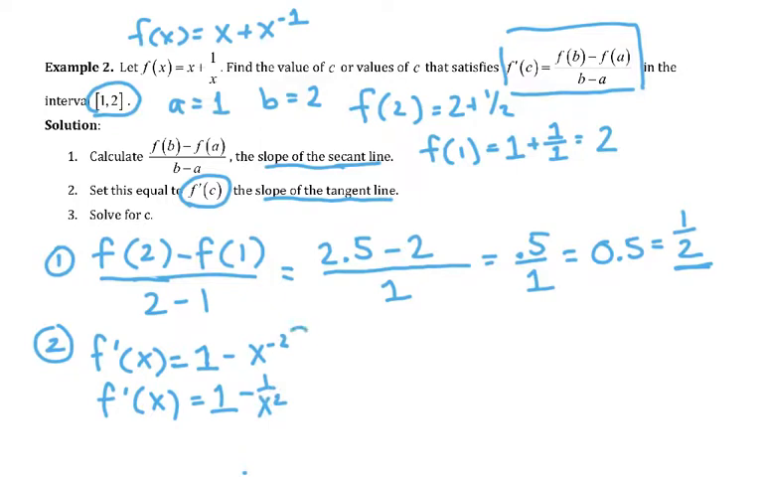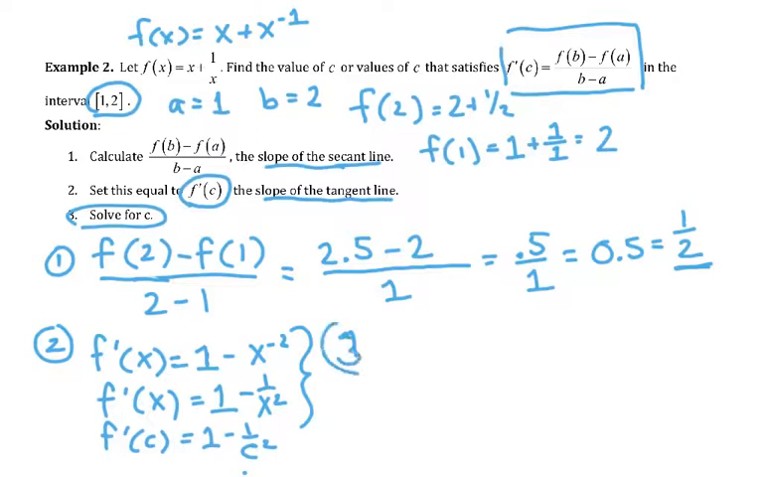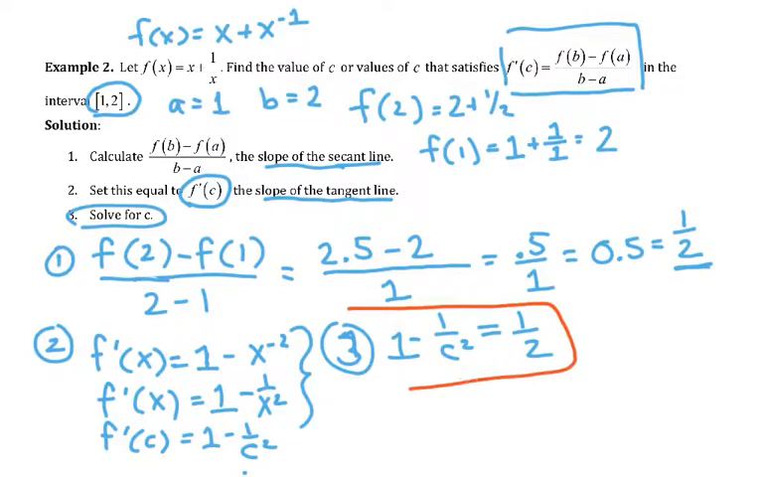So what does f prime of c look like? We just put c in for x. So it's simply 1 minus 1 over c squared. And we're going to now solve for c. We have 1 minus 1 over c squared, set that equal to 1/2. So we're setting f prime of c equal to the slope of the secant line.